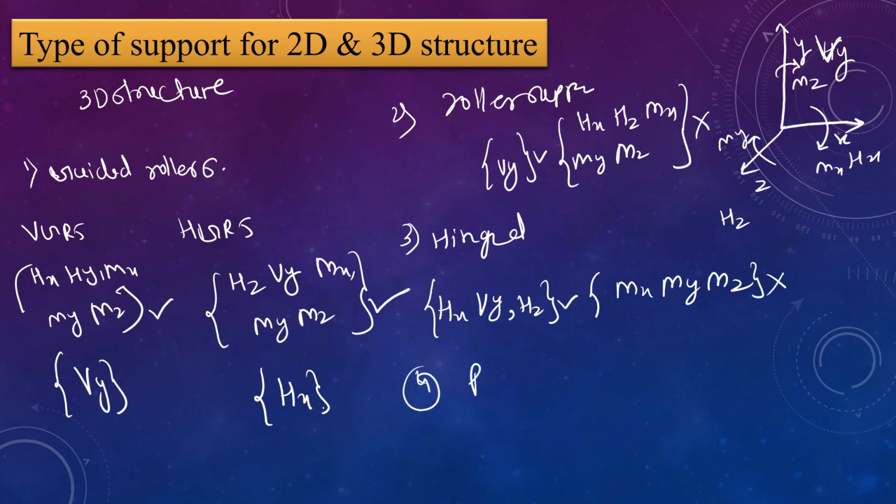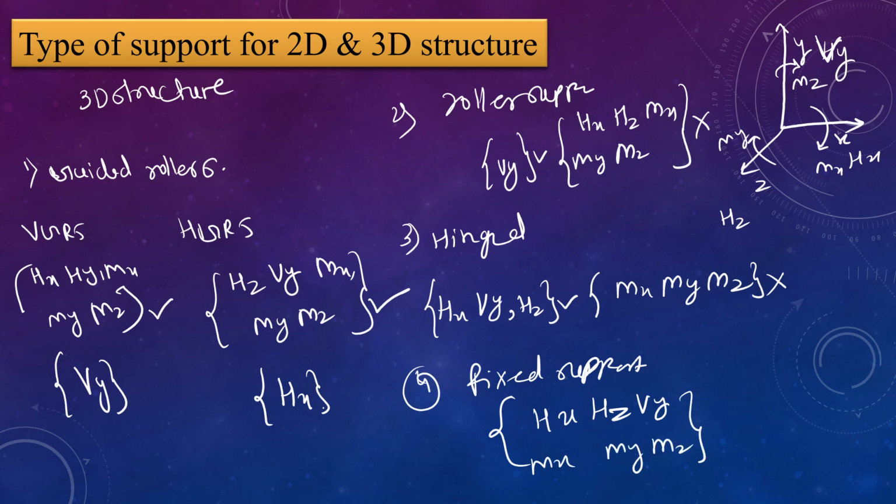Then the last one is fixed support. In the case of fixed support, all values are restricted here. All movements, all forces are restricted. So that's why all the values are present: Mx, My and Mz. Okay, all these values are present here.